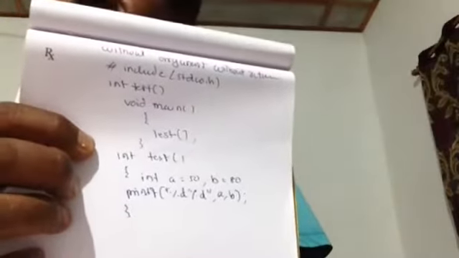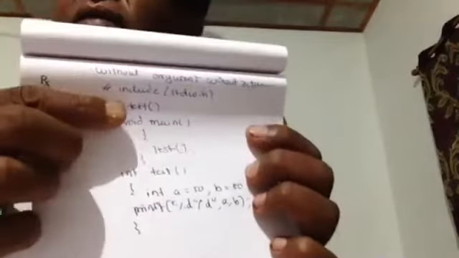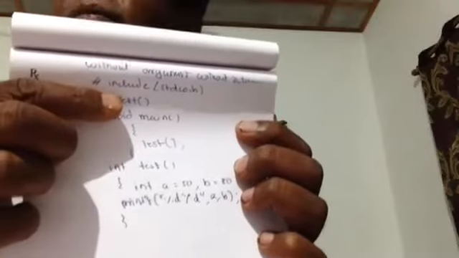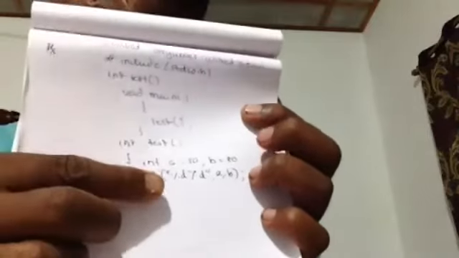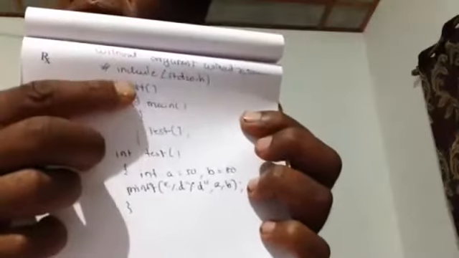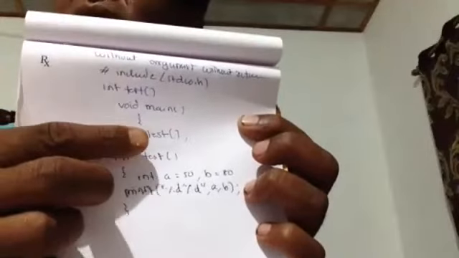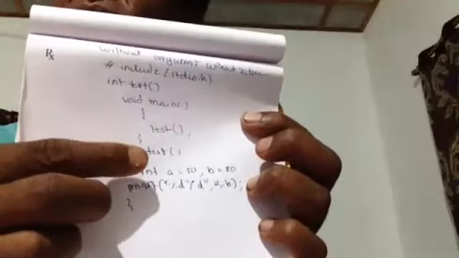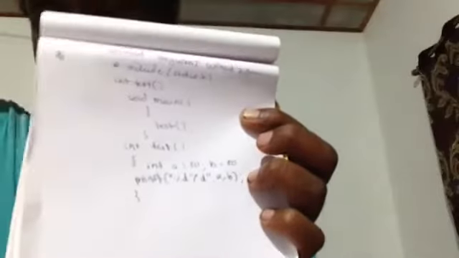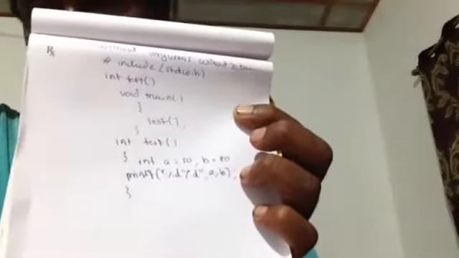Okay. So instead of test, you can put display. Display what? A and B. You make it display. This should be display. Any name you can give. Over. Any doubt?